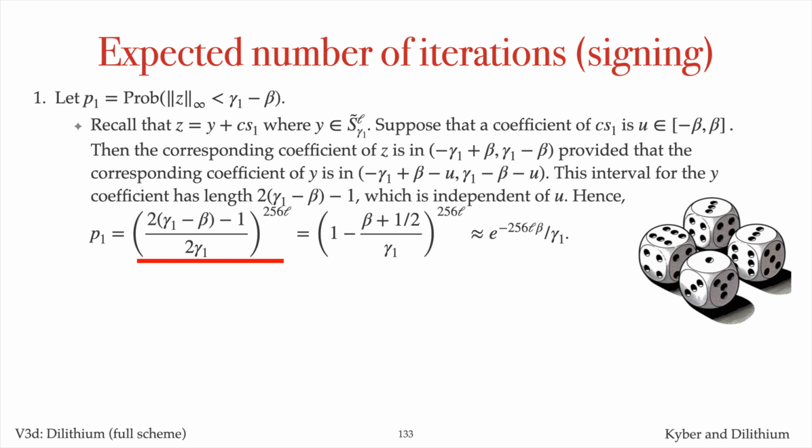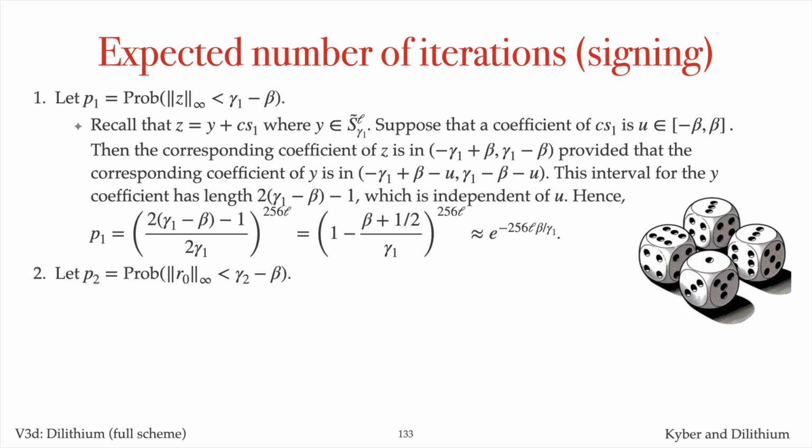The denominator is 2 gamma 1 because the total number of possibilities for a coefficient of y is 2 gamma 1. Since there are 256 times L coefficients in z, P1 is this probability raised to the power 256 times L. The expression simplifies to this, which is roughly e to the power minus 256 L beta divided by gamma 1.